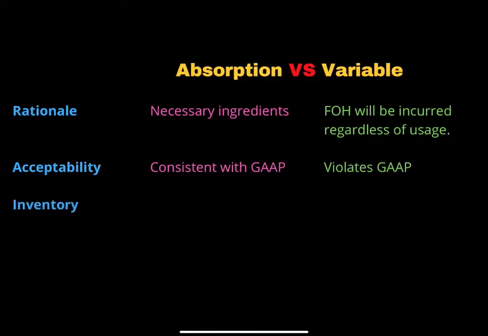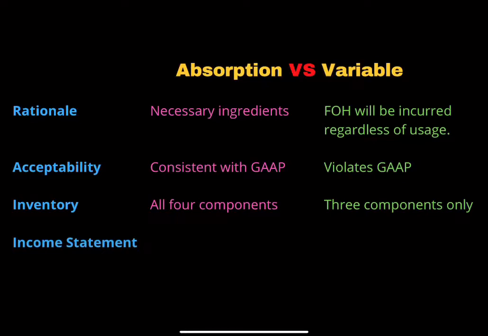As to the inventory, since fixed factory overhead is considered as a product cost, the peso amount of inventory under absorption costing is always greater than that of variable costing. Because under absorption costing, we have 4 components, and then under variable costing, there are only 3 components as discussed in our previous slide.